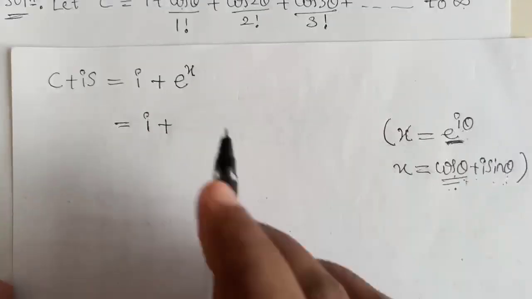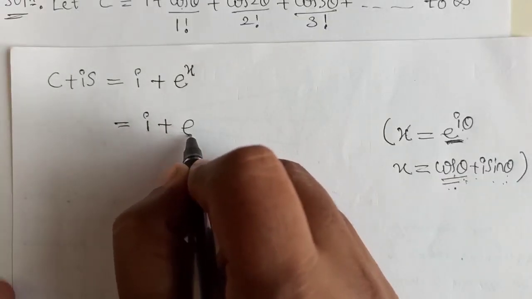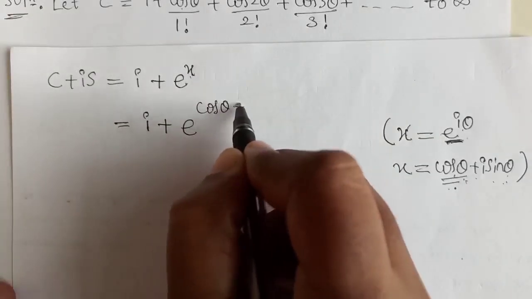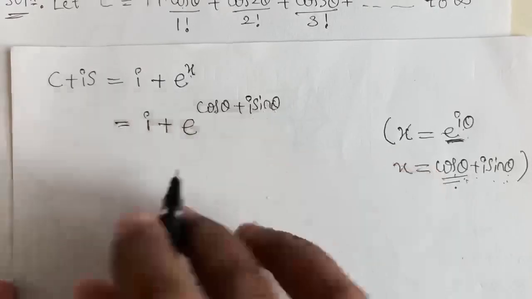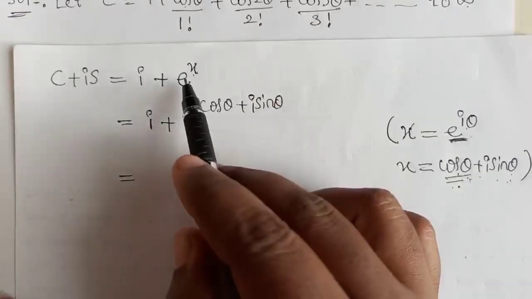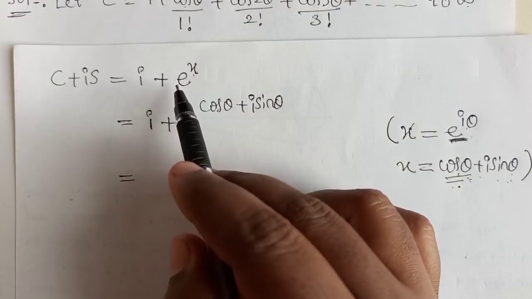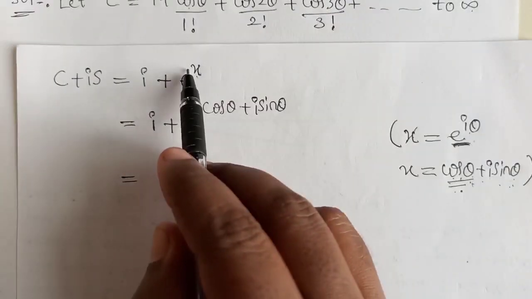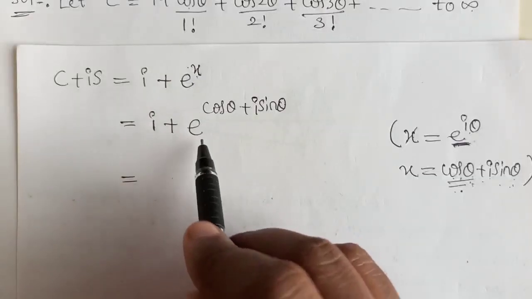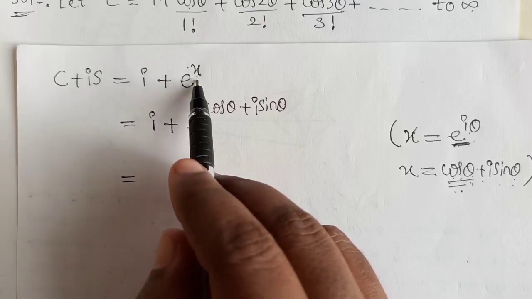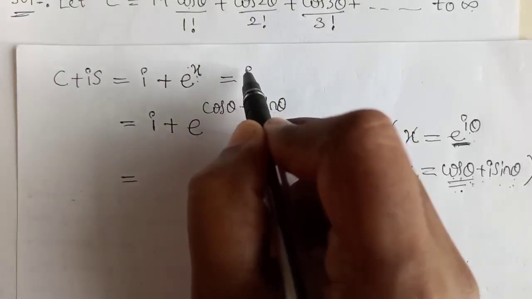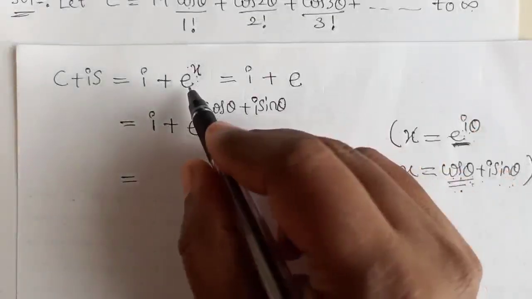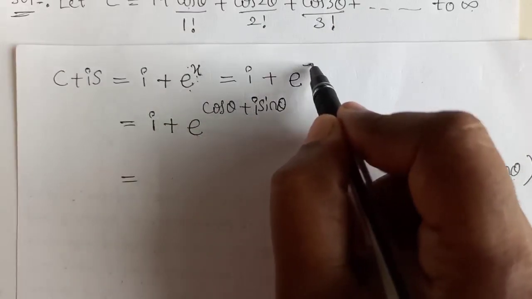Therefore we represent this e raised to x as, keep this e as it is, in the place of x I will substitute cos theta plus I sin theta. So don't confuse that. We are not writing e raised to x as cos x plus I sin x, because here we don't have an I term. First we have to substitute the x value. So here I will write I plus e raised to x value, that is, e as it is, in the place of x I will write e raised to I theta.